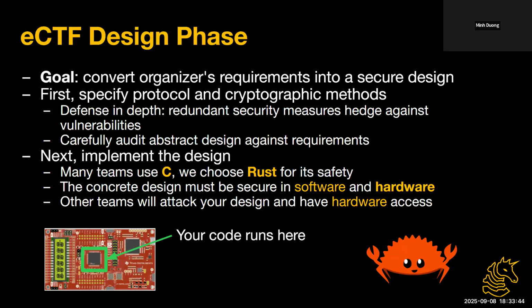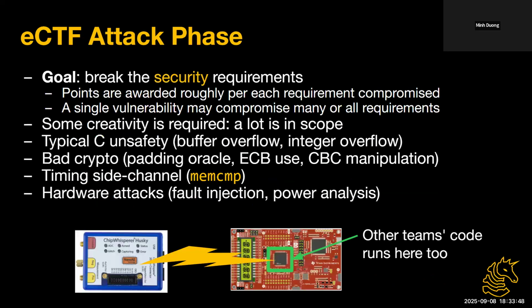So now we can talk about the attack phase. The goal is to break the security requirements. Functional requirements have been verified by the organizer before the team is allowed to submit their design. Points are awarded roughly for each requirement you compromised for each team. A single vulnerability might compromise all the requirements or many of them. This is actually fairly common: you discover something and get a full clear for a team.